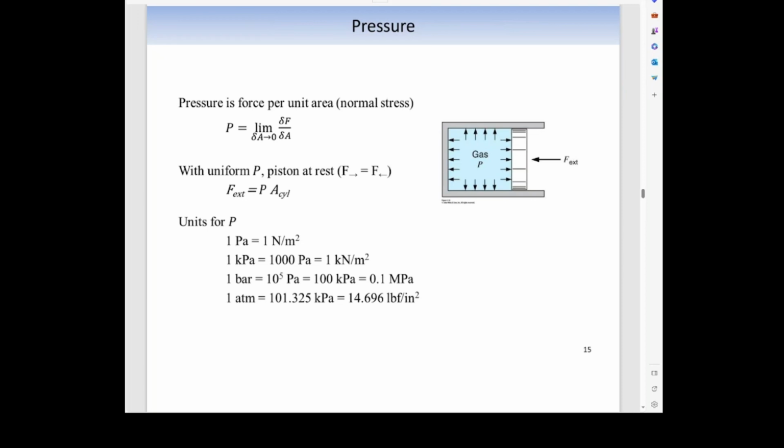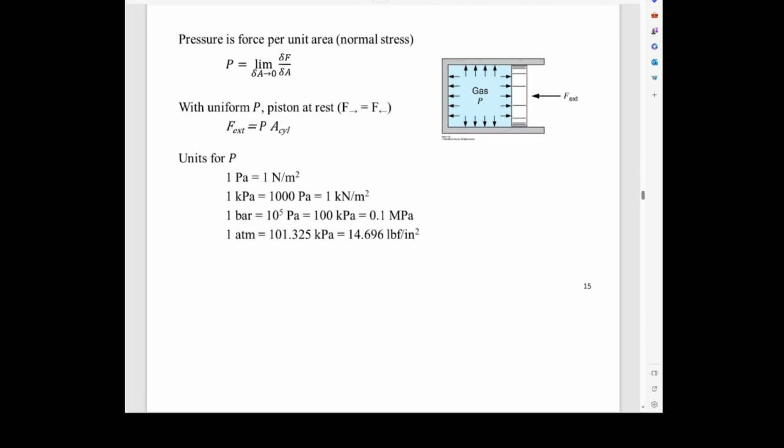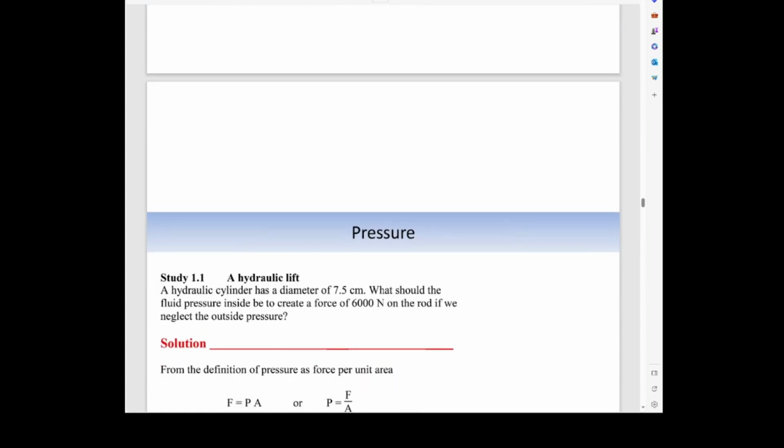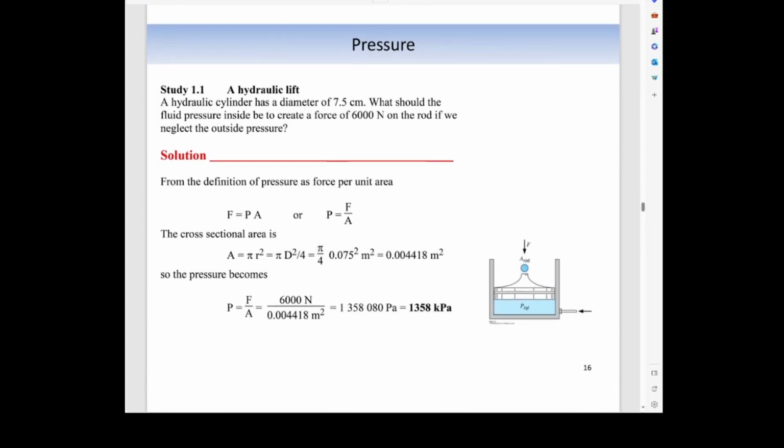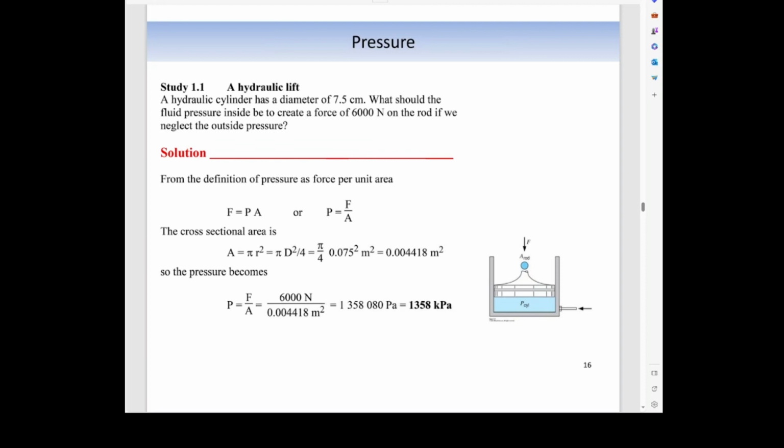So our formula can then be simplified to: the external force is equal to the internal pressure times the surface area of this piston, or the cross-sectional area, if you want to think of it that way. All right. The next part is just different units. One Pascal, a kilopascal, and some unit conversions down here. Okay. Next thing we'll look at is an example. So there are a lot of examples here to take a look at.